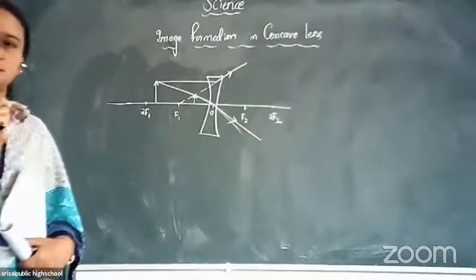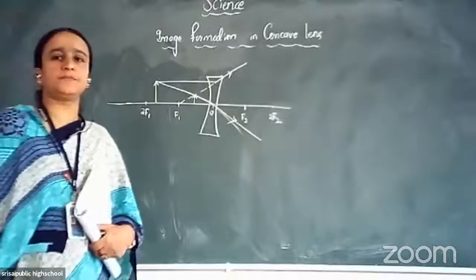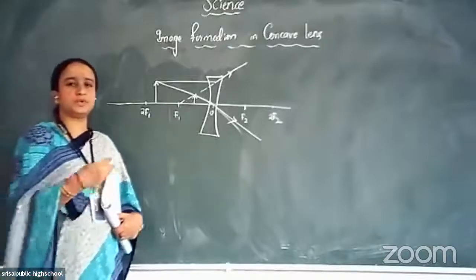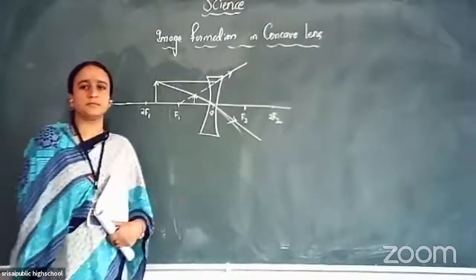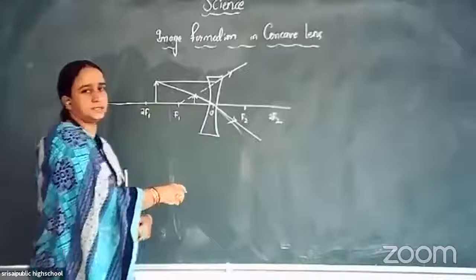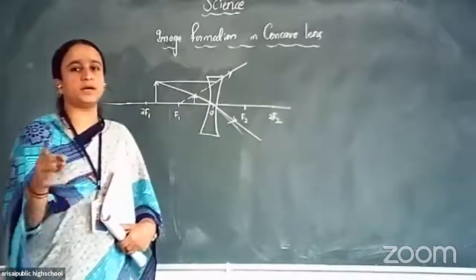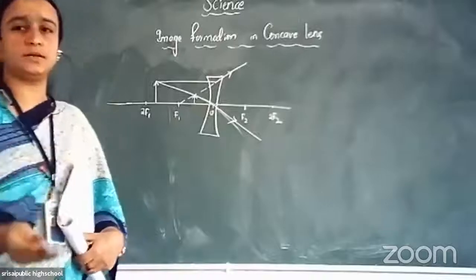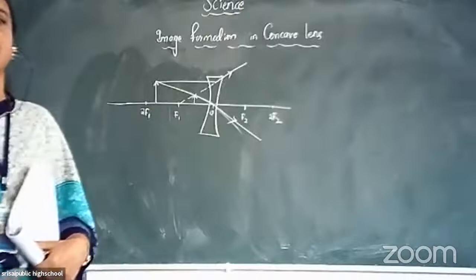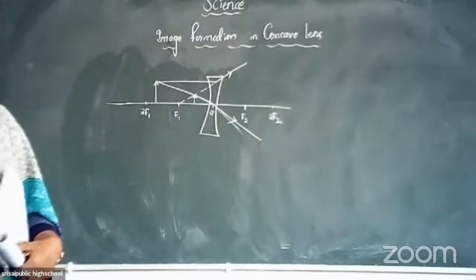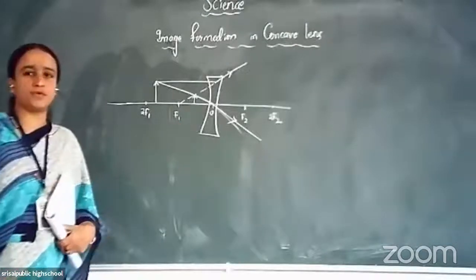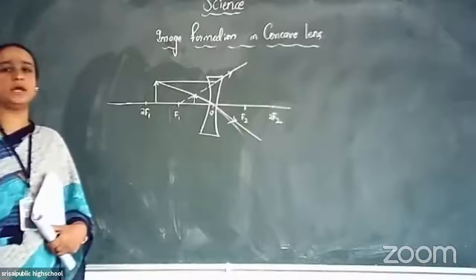The size is diminished. What about the nature of the image then? How is the nature? Observe it. What is the nature of the image that you obtained here? Just now I have explained. In this kind of lenses, always you are going to get the nature same. What is that nature? Virtual and erect. Very good. It is virtual and erect. Always you are going to get the virtual and the erect image, and that too a diminished image. So this was about the image formation in case of the concave lenses.